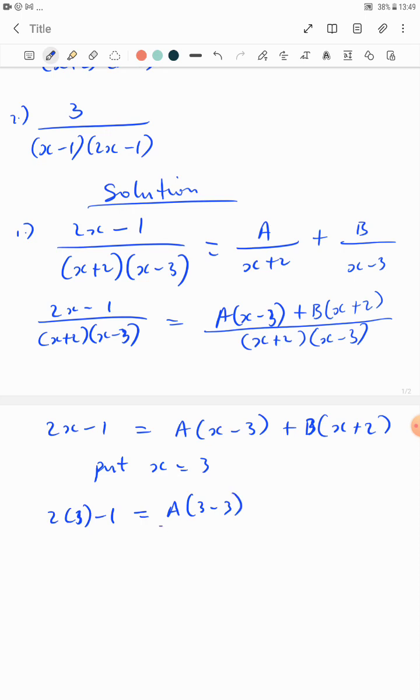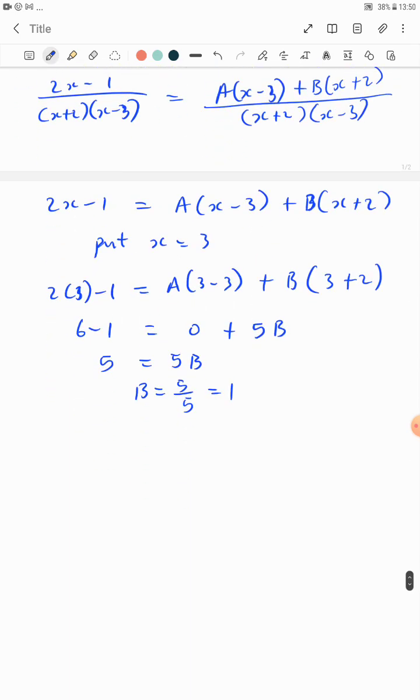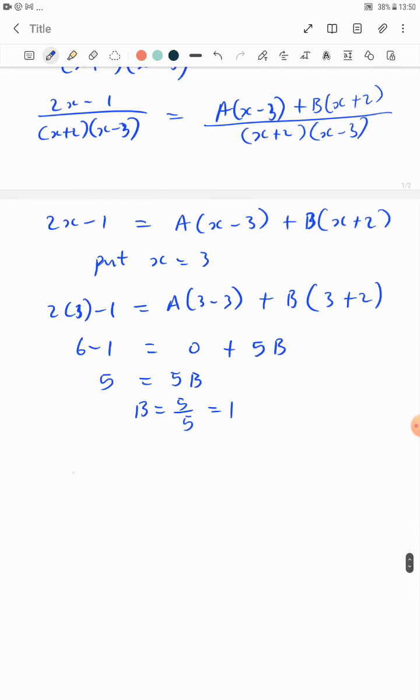In most cases, you don't have to write this again. I'm just writing it because we are just starting. So plus b into bracket 3 plus 2. And then this will give us 6 minus 1 equals 0 plus 5b. So we now have 5 equals 5b, and b equals 5 over 5, which equals 1.